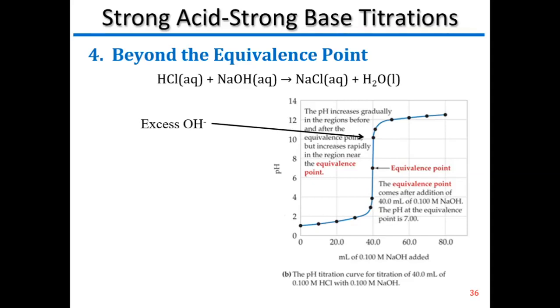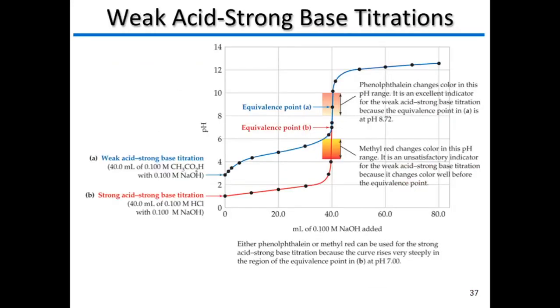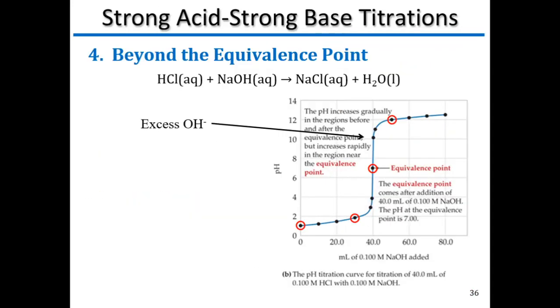Now we have excess OH minus, and as we continue adding it, the solution will grow more and more basic. So there's a couple key points here. Before we've added any acid, we only have H3O plus, then we have excess H3O plus, then we have our equivalence point in the middle here, and then we have only OH minus.